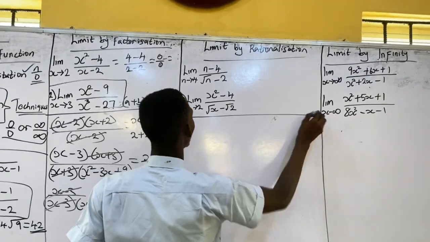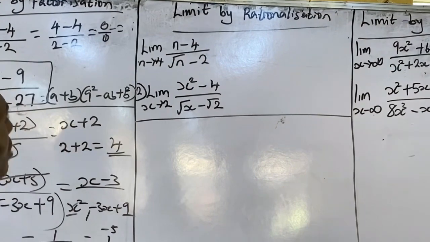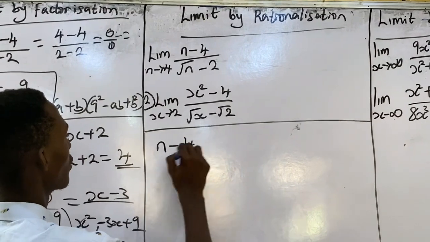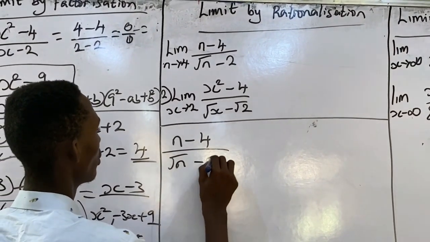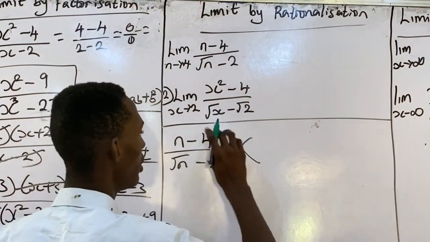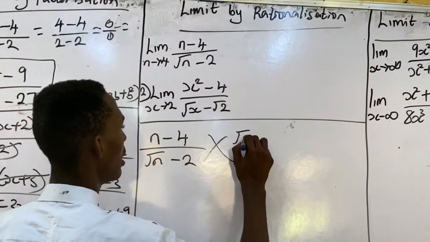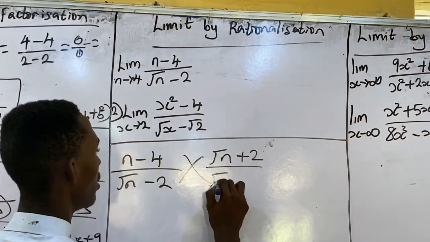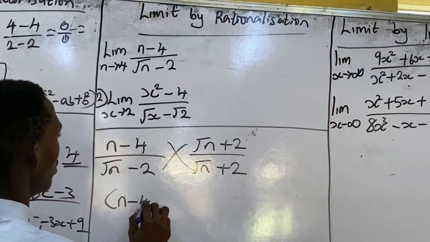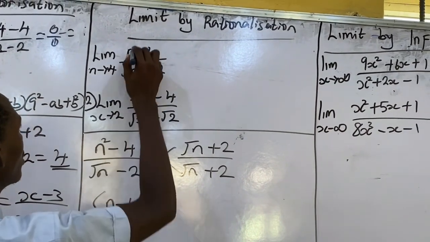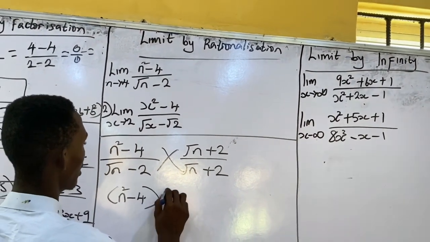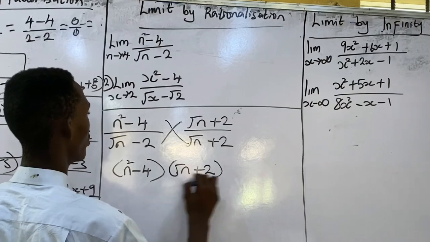Now let's move to limit by rationalization, where we have square roots. For the first one, we have n minus 4 divided by root n minus 2. We are going to limit n to 4. So what do you do? You find the conjugate of the denominator and multiply both the numerator and the denominator by it. So you have root n plus 2 over root n plus 2. Here you have n minus 4 in brackets, times root n plus 2.